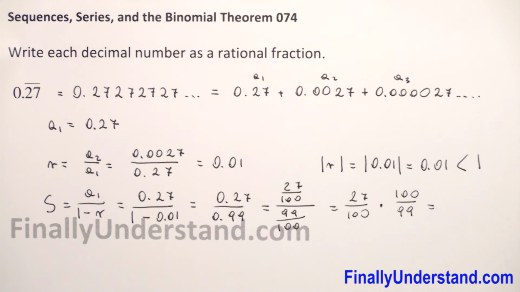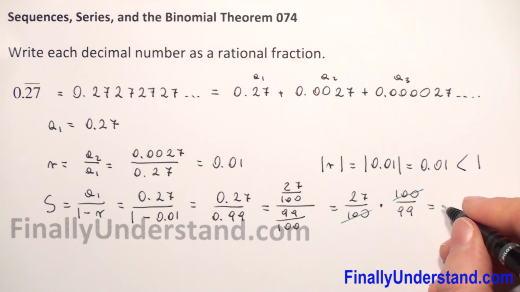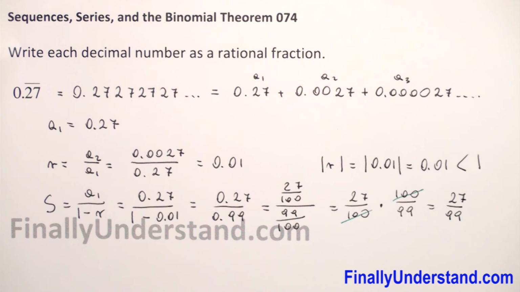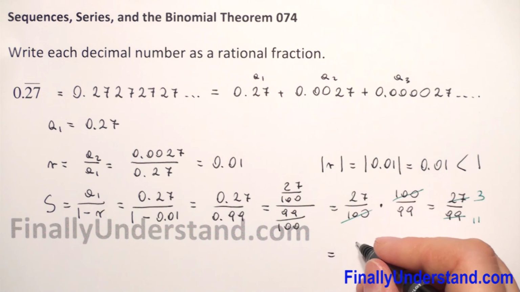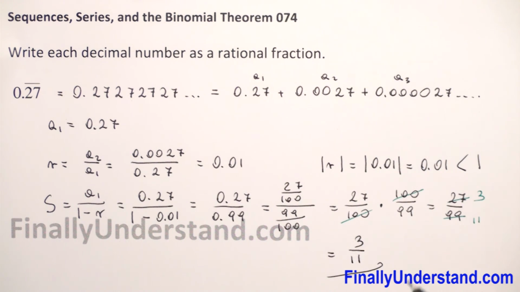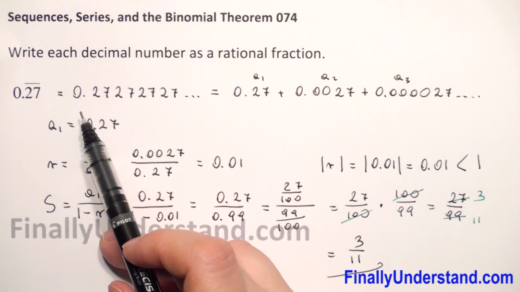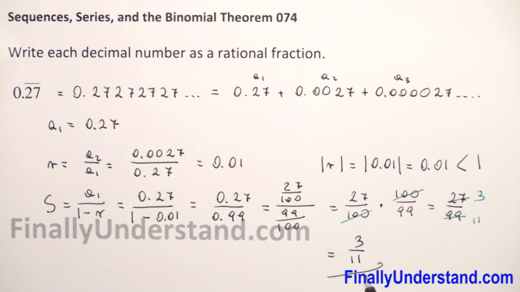The 100 we see that we can reduce. So we have that this is 27 over 99. What else can we do? We can divide by 9. So it will be 3 and 11. So this is equal to 3 over 11. We changed the decimal number to the rational fraction. This is my solution.